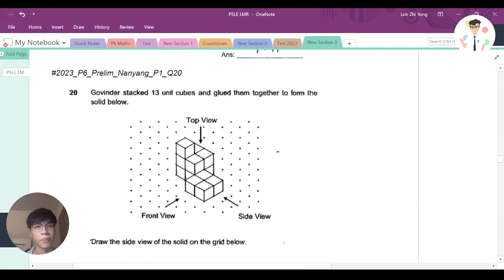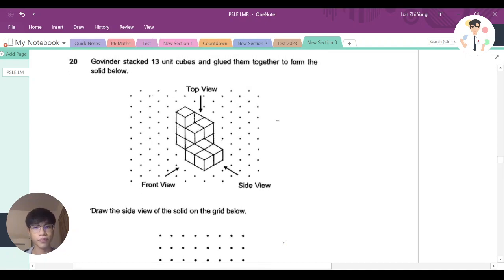Question 20 from Nanyang, paper 1. Okay, so let's look at this question. Going to stack 13 unit cubes and glue them together to form the solid below. So you are given a solid here, and it says 13. It's very important to know that there are 13, and we can count to make sure there are no hidden cubes. Because for example, if there's one at the bottom here, you might not be able to see it, right? So let's count first. 1, 2, 3, 4, 5 at the bottom, 6, 7, 8, 9, 10, 11, 12, 13. So it's exactly 13. There are no hidden cubes behind, okay?